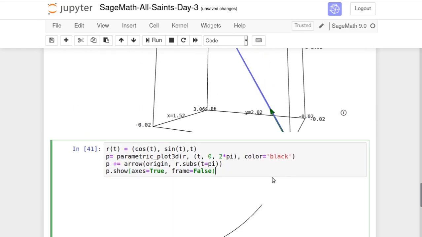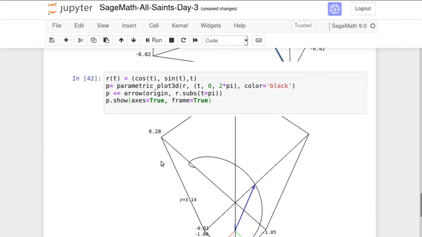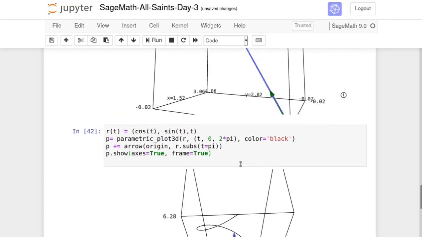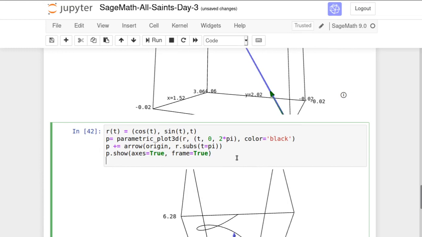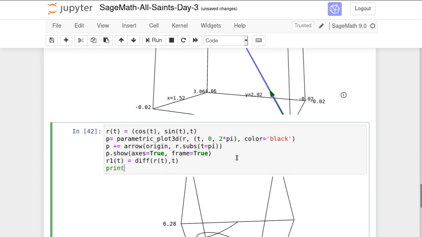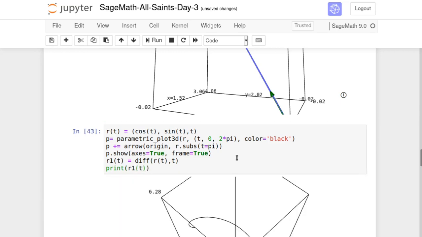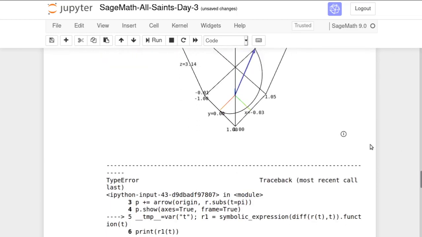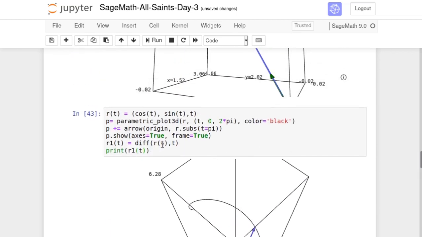Now, to find the tangent vector, okay, I will also turn the frame on. That is better to see. This is a frame here. Now, to find the derivative, say r1 of t equal to, we differentiate with respect to t. So we get the derivative of r of t to be equal to, so what is the derivative? Where is that appearing? Diff r of t, print r1 of t. What is the problem here?